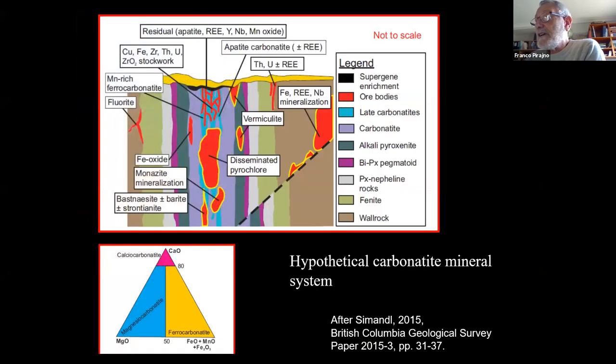Now, this is a hypothetical carbonatite mineral system. I won't go into great detail, but essentially you may have residual apatite. We'll see some examples later in the supergene enrichment. And you have various types of ore bodies shown in red. But more importantly, down here, you have the IUGS classification of carbonatites. You have calcium carbonatite, magnesium carbonatite, and ferrocarbonatite.